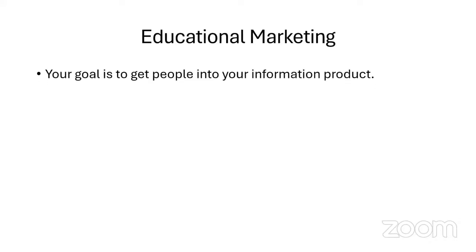Educational marketing is another fundamental marketing principle. Now, if you're selling information, ultimately your goal is going to be to get people into your information product. That's ultimately what you're trying to do. And what that means is that you've got to know and understand what it is you sell and what it is that you're helping the customer to do.